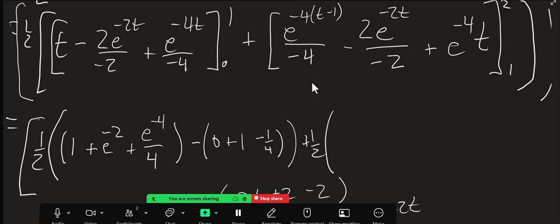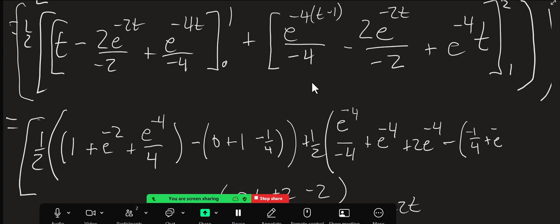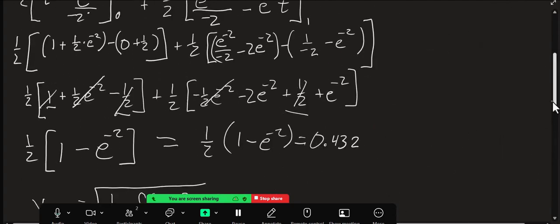And then if I plug in 2, I get e to the negative 4 over negative 4 plus e to the negative 4 plus 2e to the negative 4 minus, and if I plug in 1, I get negative 1/4 plus e to the negative 2 plus e to the negative 4. And that's all to the 1/2.